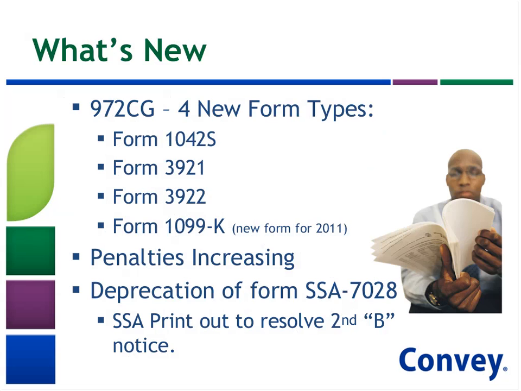So what are some of the things that are new to people that maybe haven't paid attention to this for a little while? Like I said earlier, the 1099-K is a new form that you can receive B notices for, Form 3922, 3921, and Form 1042S. 1042S is kind of a slightly strange one to have here, but if you don't have an accurate account ID, then you can receive penalties. Penalties are increasing. They are getting rid of the Form SSA 7028 and just using the SSA to resolve the second B notice.